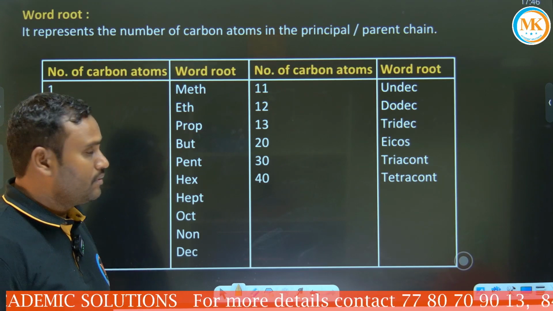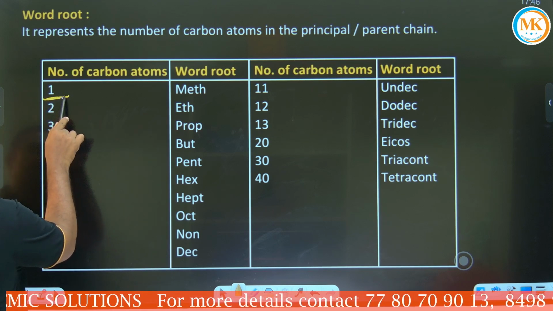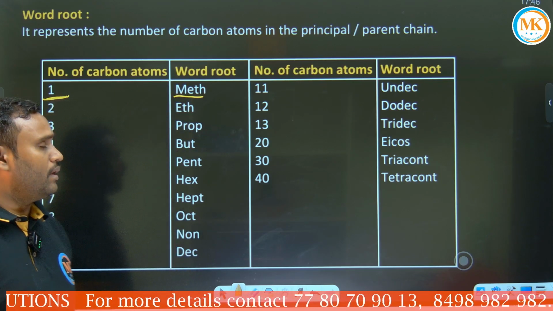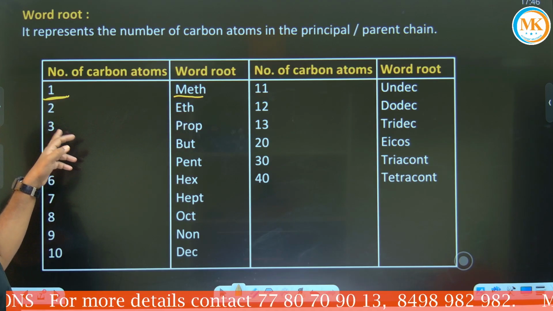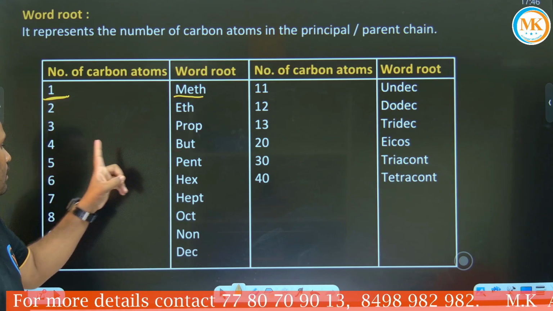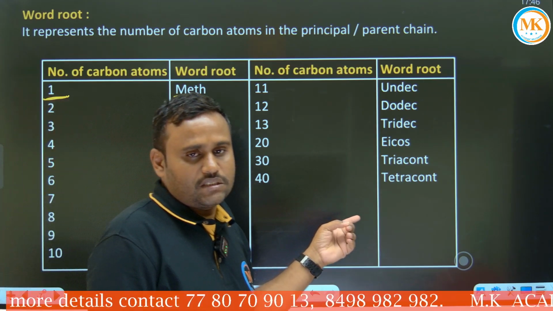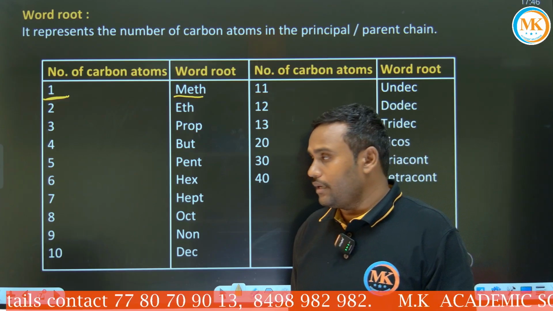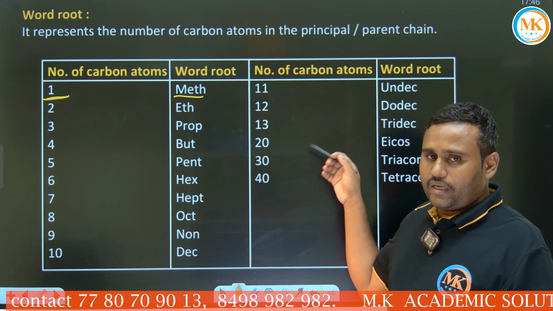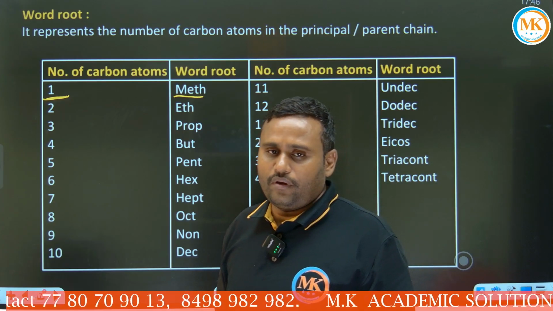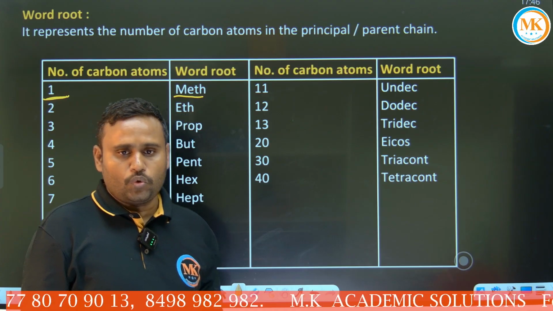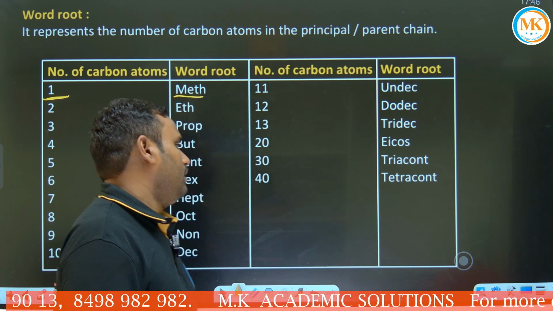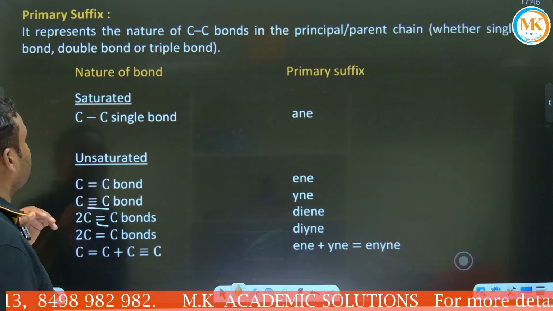If only one carbon is present in the parent carbon chain, what root word do we use? Meth, for only one carbon atom. Two: eth, three: prop, four: but, five: pent, six: hex, seven: hept, eight: oct, nine: non, ten: dec, eleven: undec, twelve: dodec, thirteen: tridec. Like that we give different root words for the different numbers of carbon atoms present in the parent carbon chain.